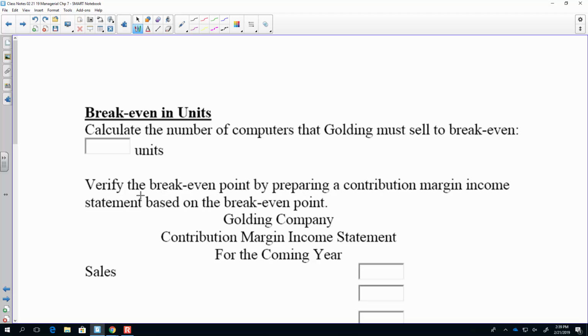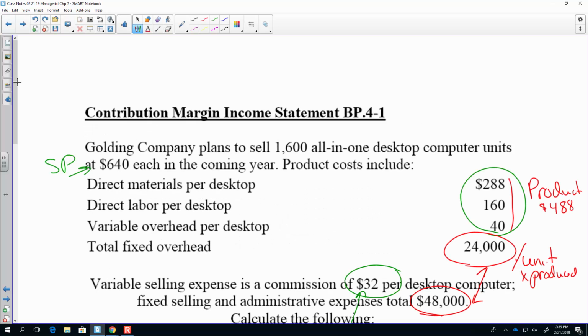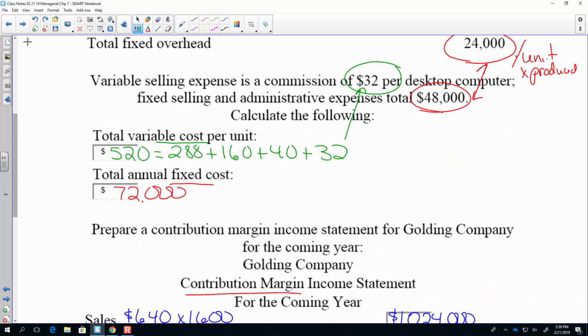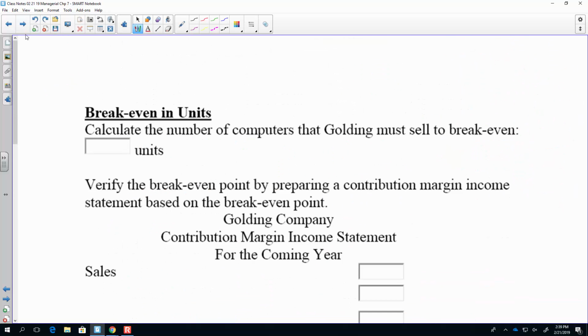Calculate the number of computers that Golden must sell to break even. So we're still using this information. Our fixed costs were 72,000. But to get units, what do I divide the 72,000 by? $72,000 was our fixed cost.